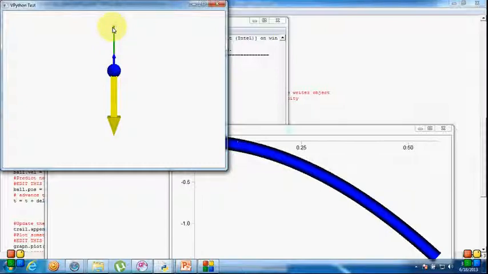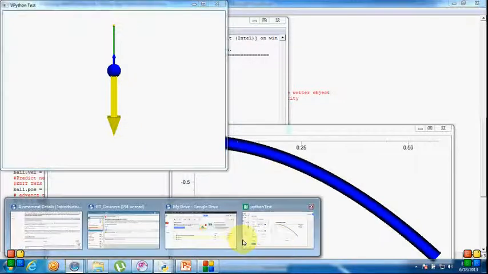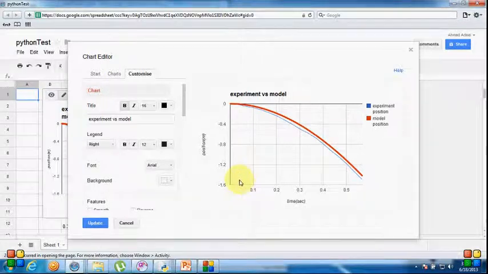Initially the drag force has a very small value. As the ball moves downward, the velocity increases, so the drag force is increasing. By using Google Sheets, we form a graph.